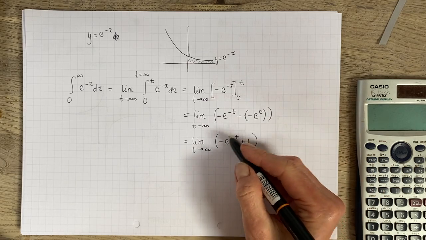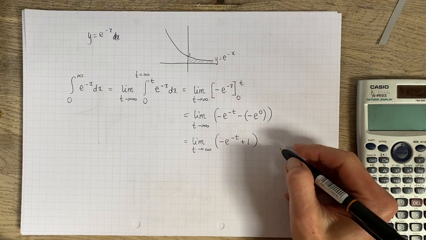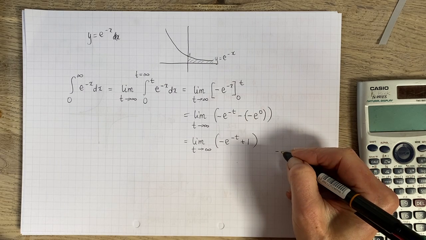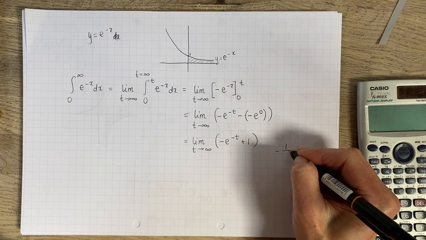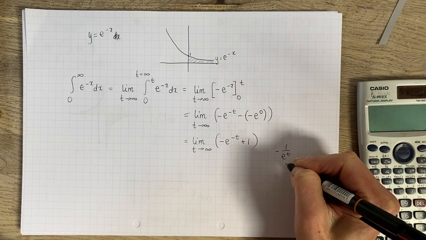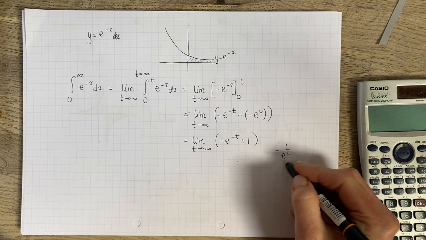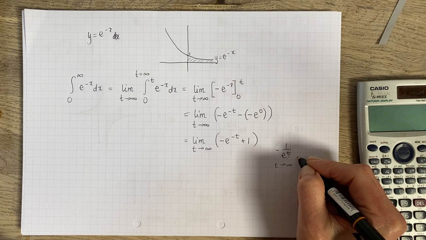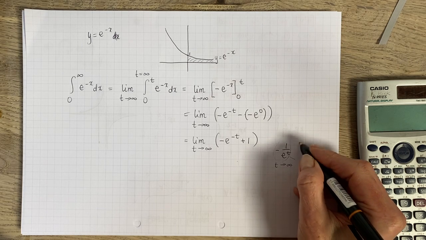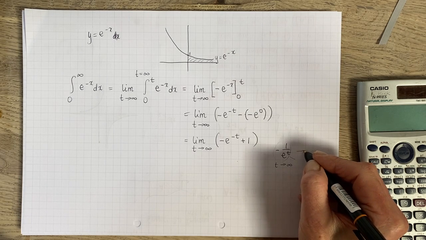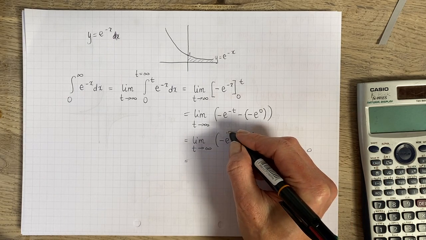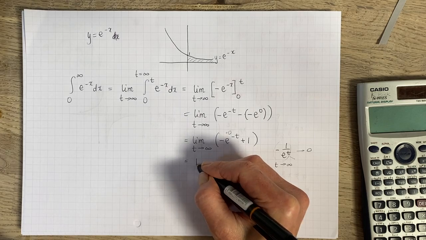Okay, and now you just need to evaluate it. So minus e to the power of minus t is minus 1 over e to the power of t. What happens to this as t tends to infinity? The denominator gets really, really large, so 1 over the denominator will tend to 0. So that will go to 0, and you will be left with 1.